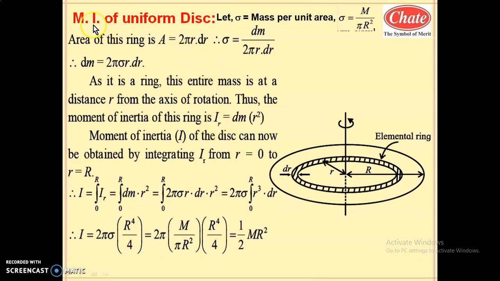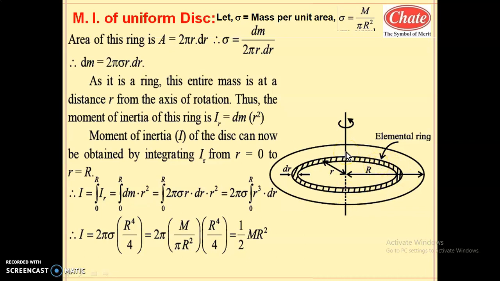Let us study the moment of inertia of a uniform disk as we discussed previously. So, disk having the element as a ring means the disk is made up of a number of elements and each element is considered as a ring. So the disk is a laminar body. There are three types of density.